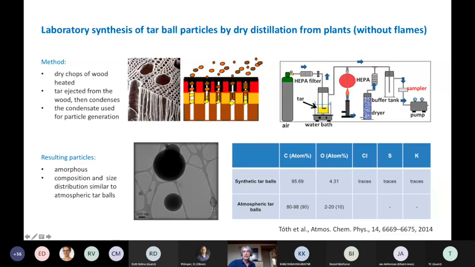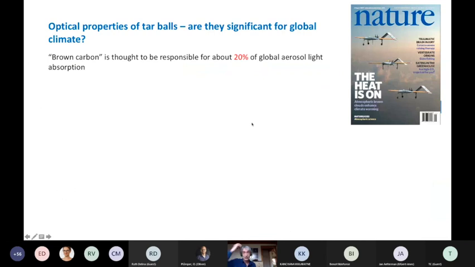And actually, even the compositions were similar, and all the sizes and the structural features. So once we have the tarballs, then we can study their properties. Why is that so important? I mentioned that soot is the main absorber, but there's a term called brown carbon, which is not soot, but it's carbonaceous and brown, and that is thought to be responsible for 20% of global aerosol light absorption.